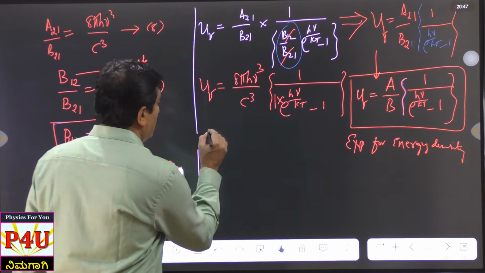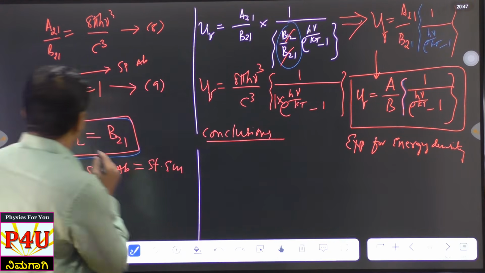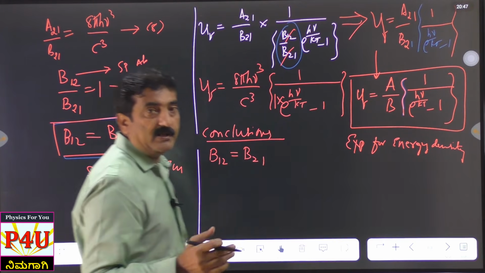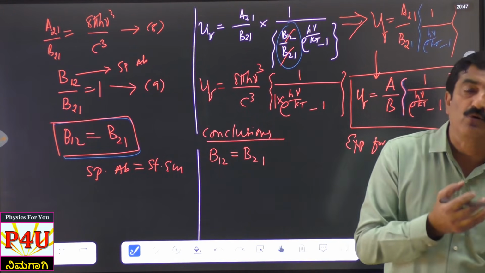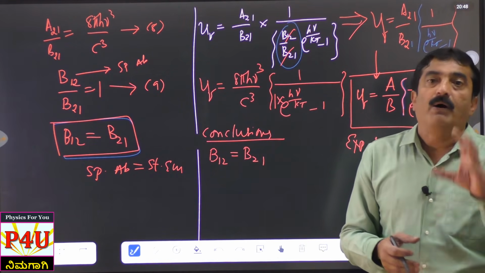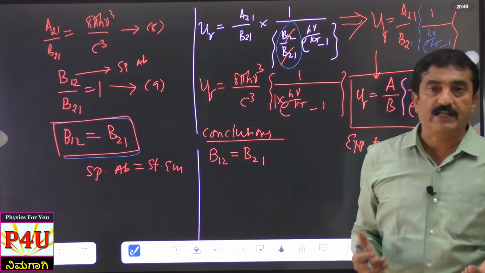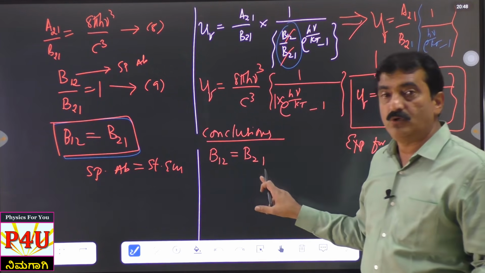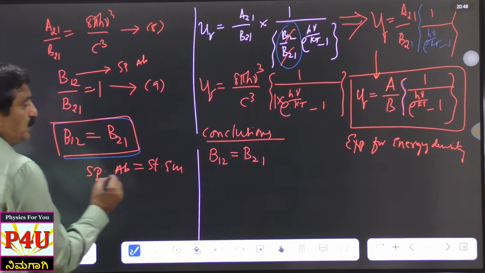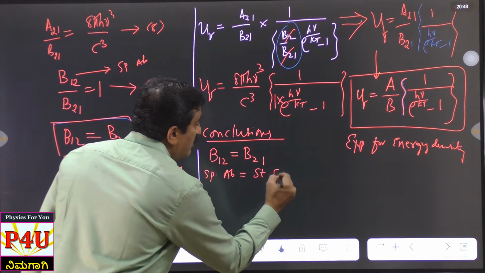Okay, so now let us draw some conclusions. First, that's what I was talking about. First conclusion, B12 is equal to B21. That means rate of absorption is equal to rate of emission. That clearly shows that whatever energy you supply, part of it is used to excite the atom, part of it is used to de-excite the atom. So rate of absorption is equal to rate of stimulated emission. I will come back to this conclusion once again. Anyway, first conclusion, absorption rate is equal to stimulated emission rate.